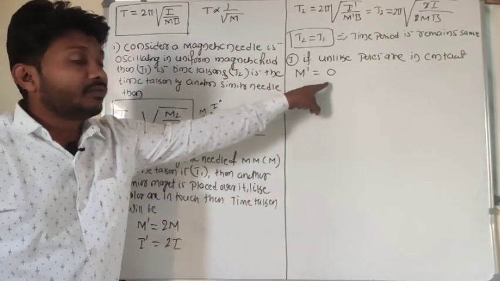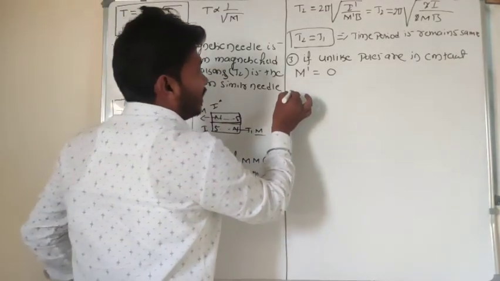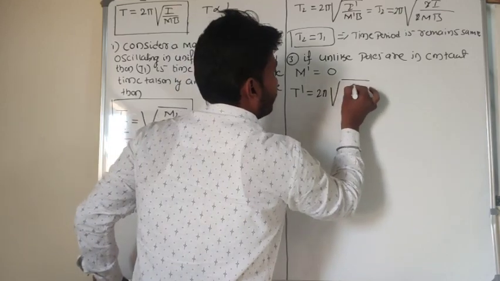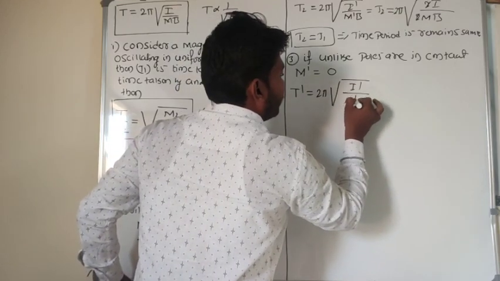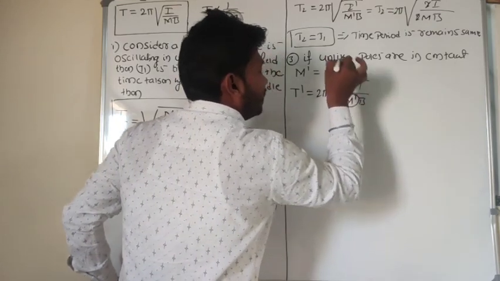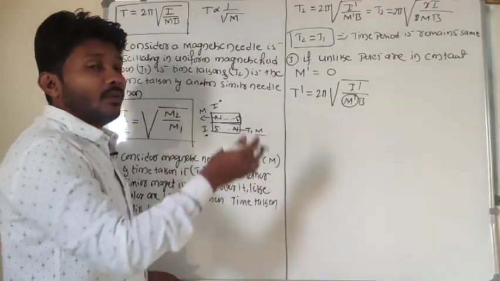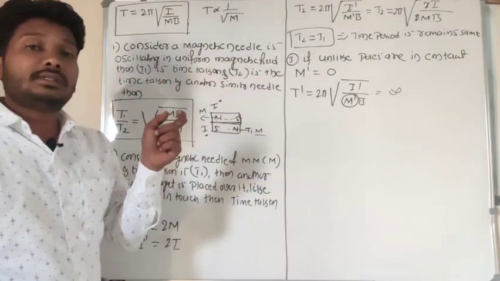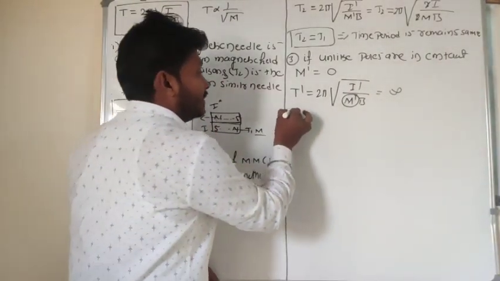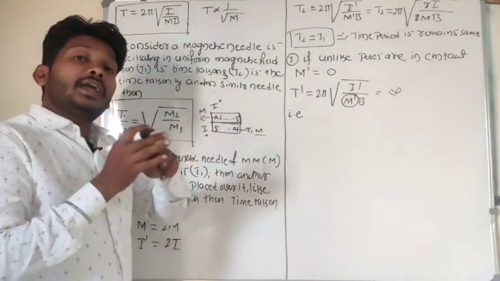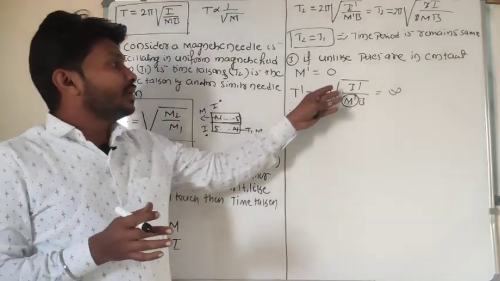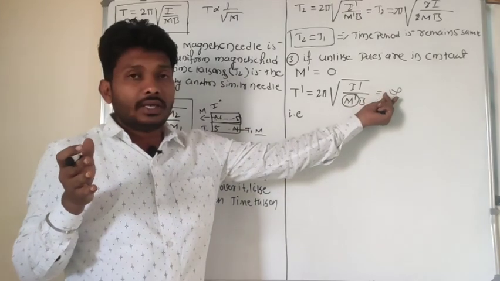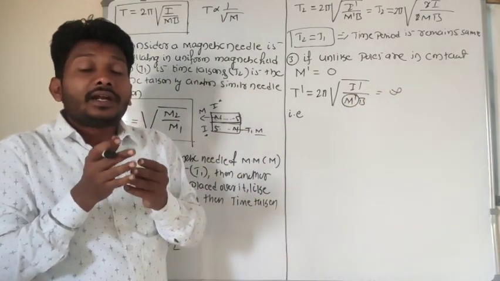The new magnetic moment will be 0 if it is in opposite direction. Then t dash is equal to 2 pi into square root of I dash divided by m dash into b. If m dash is equal to 0, 1 by 0 is infinite. So what does the infinite mean here? It won't oscillate, it will take infinite time to oscillate.